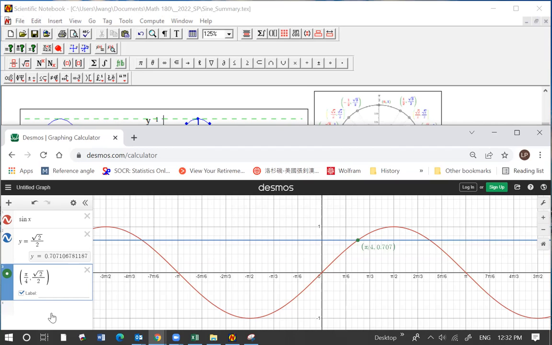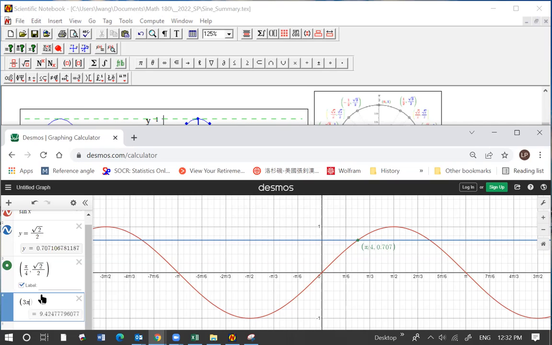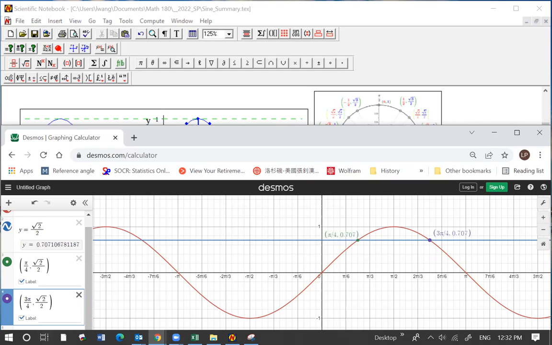And next point, we can mark the next point, which we can do as 3 pi over 4, okay? 3 pi over 4, comma, square root of 2 over 2. There you go, right? So now we have 2 different inputs, same output. The outputs are both root 2 over 2.